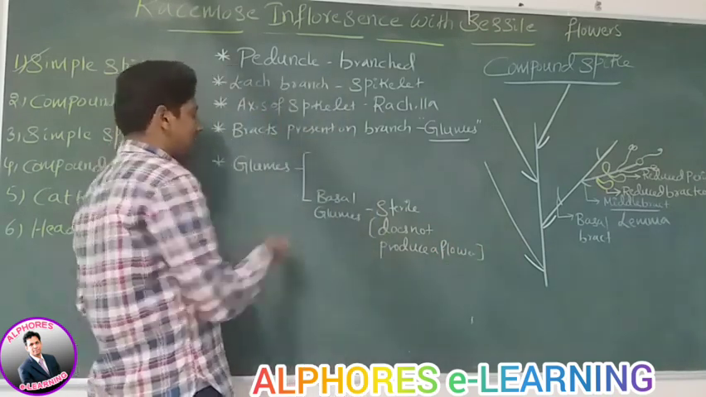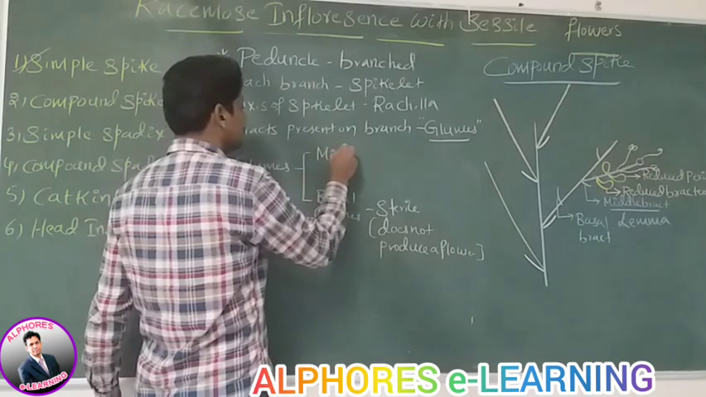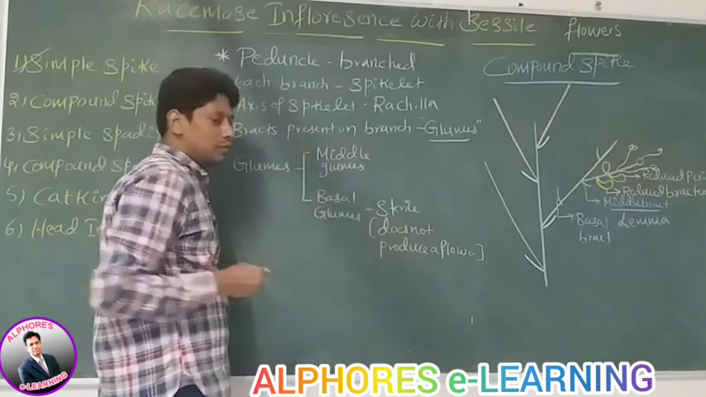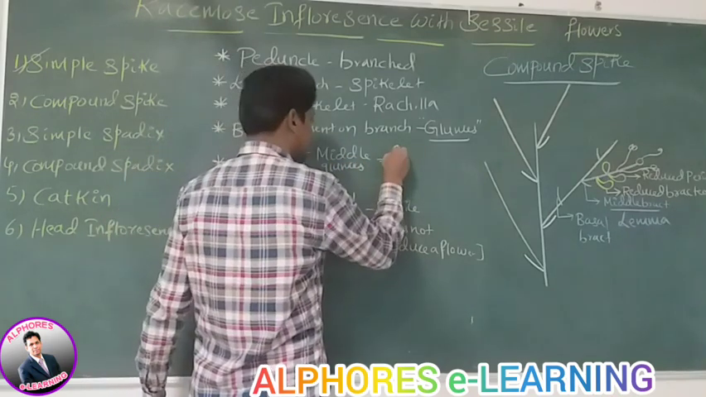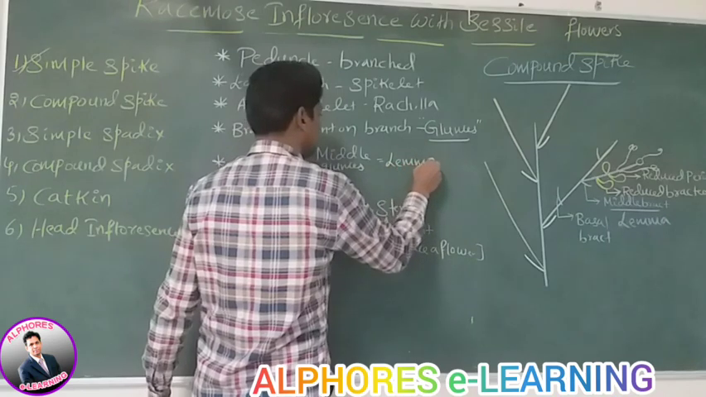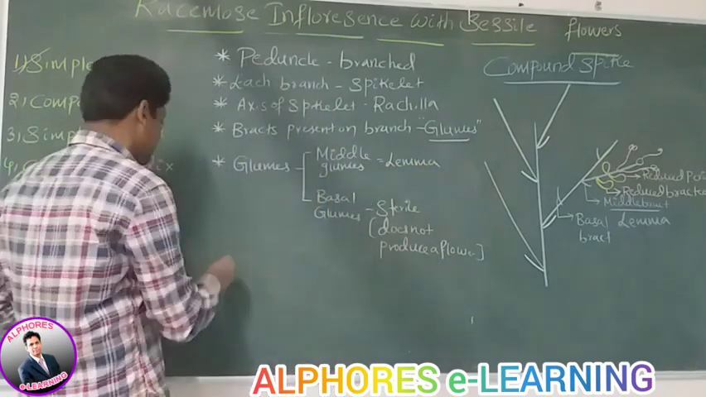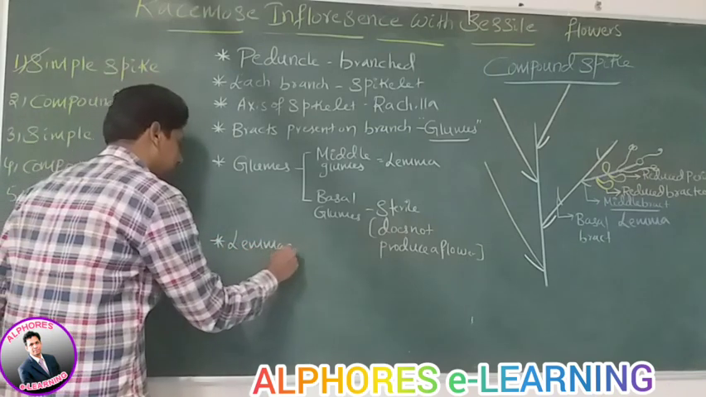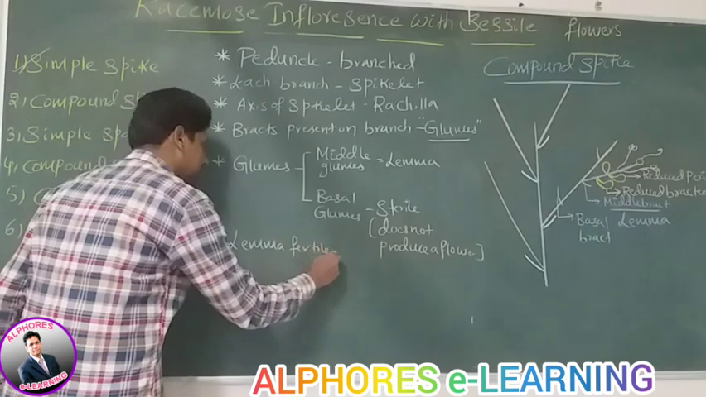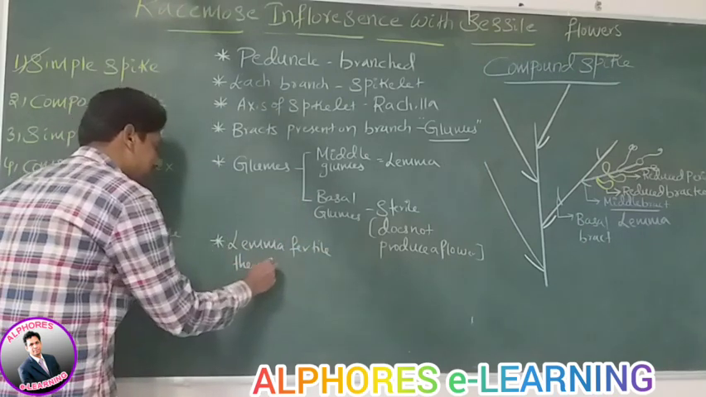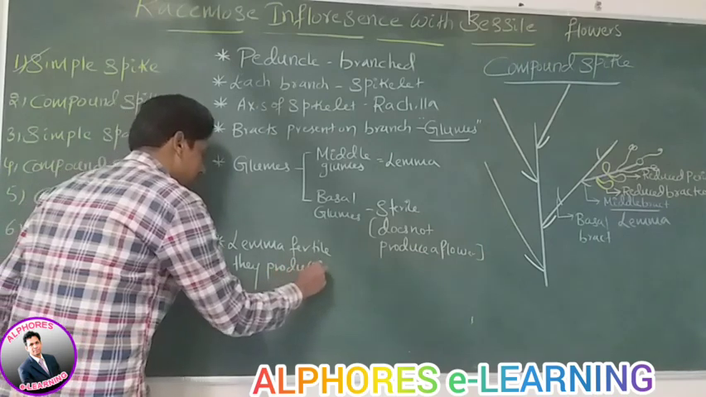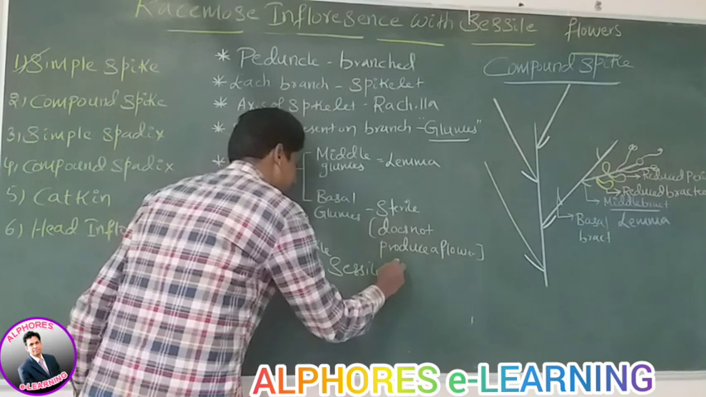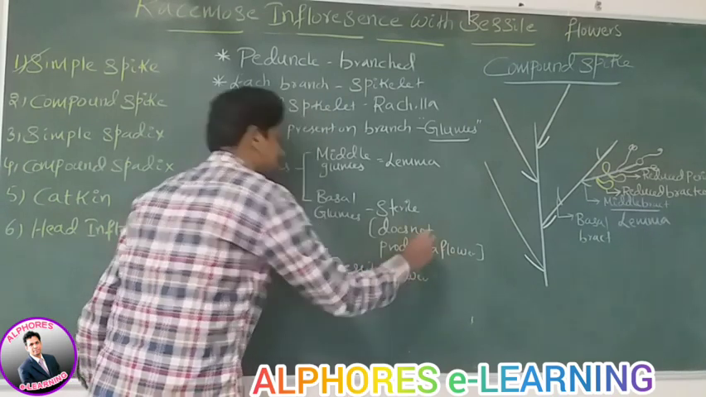Whereas the middle bracts, that means the middle glumes, are called lemma. This lemma is fertile. They produce a sessile flower.